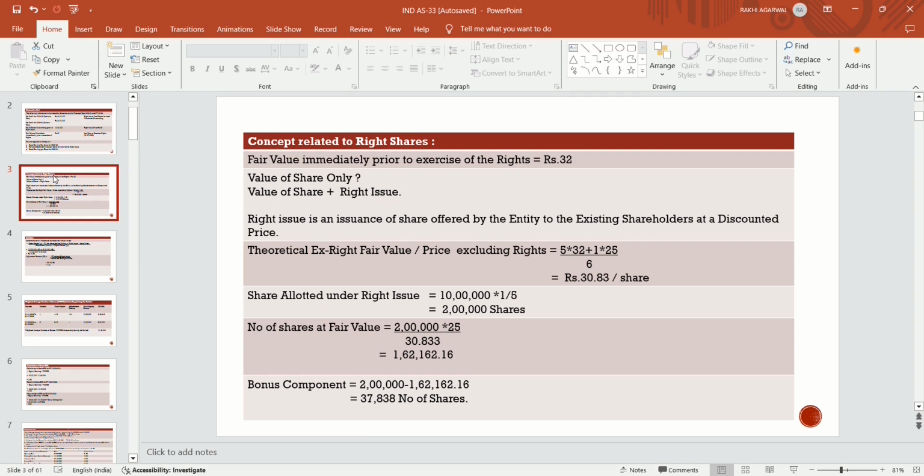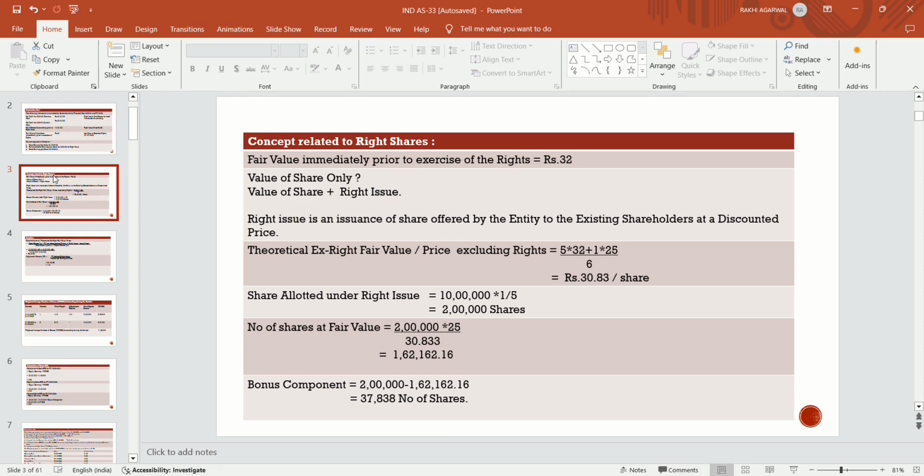theoretical ex-right price, that is, 5 existing shares having a fair value of 32 will get one right share at rupees 25. Theoretical ex-right fair value, excluding the right, becomes 30.83 per share. Shares allotted under right issue: existing shares are 10 lakhs, and for every existing 5 shares, one right share is to be given, so 10 lakhs into 1 divided by 5 becomes 2 lakh shares. Number of shares at fair value: 2 lakh into 25, that is the right issue price, divided by 30.833, that is the theoretical ex-right price. So the number of right shares is 1,62,162, that is the actual right issue. And the bonus component on that right issue is 2 lakhs minus 1,62,162.